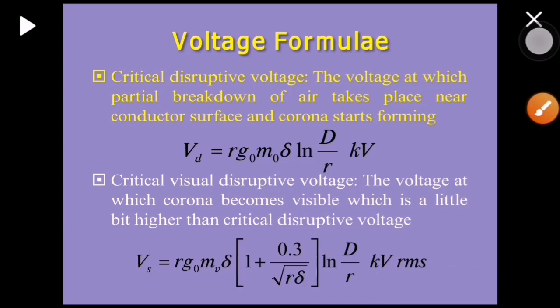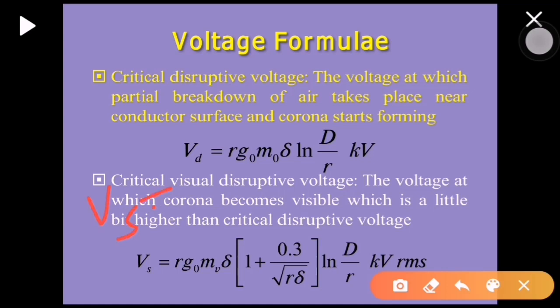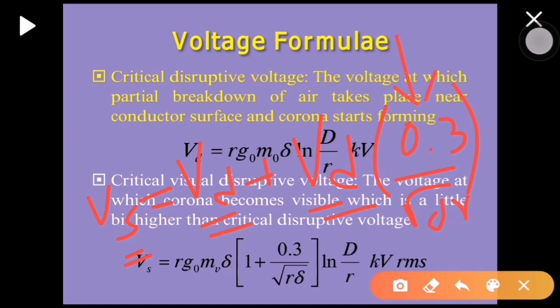Look at the expression of Vs closely. Vs can be written as Vs equal to Vd plus Vd into 0.3 divided by root of delta into R. It means Vs is greater than Vd just by the additional portion, this Vd into 0.3 upon root of delta R. This portion is actually derived empirically. So it is not mathematically derived, it is the empirical formula.